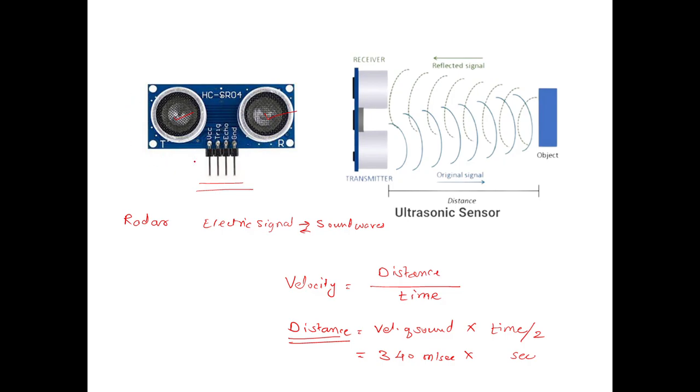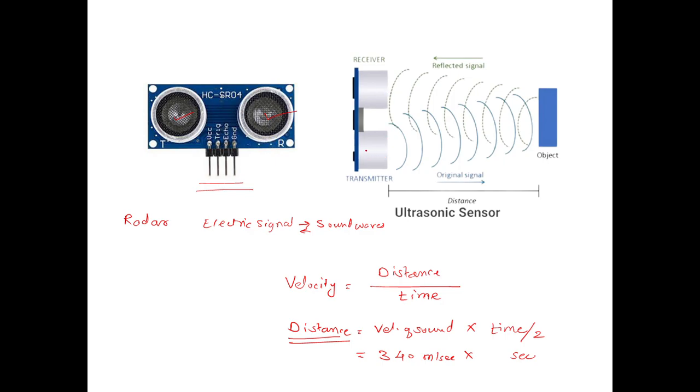Here you have 4 pins basically. One is VCC and ground. These 2 pins are used to power this ultrasonic distance sensor, and there are 2 more pins. One is the trigger pin and another one is the echo pin. The trigger pin is used to send the signal with the help of the transmitter, so the transmitter gets enabled, and with the help of the echo pin the signal will be received. So this is the transmitter and the receiver.